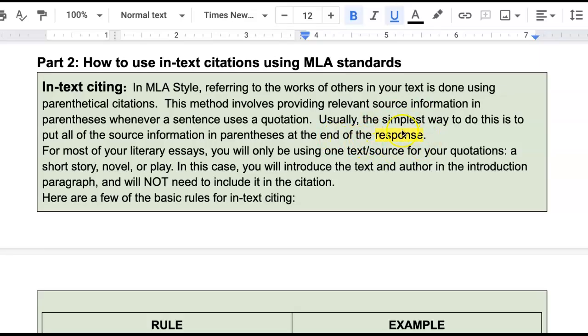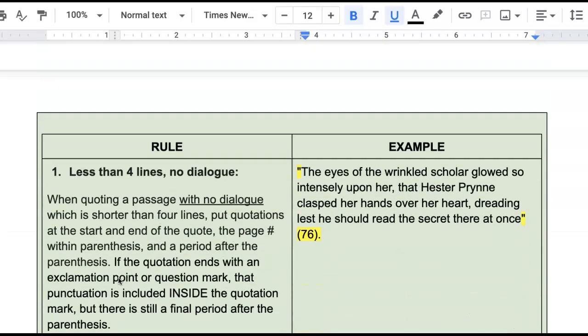For most of your literary essays, you will only be using one text or source for your quotations, a short story, a novel, or play. In this case, you will introduce the text and author in the introduction paragraph, so you will not need to include the author information in your citation. This is not a research essay. There would be different rules if it was a research essay. So here are a few of the basic rules for in-text citing.